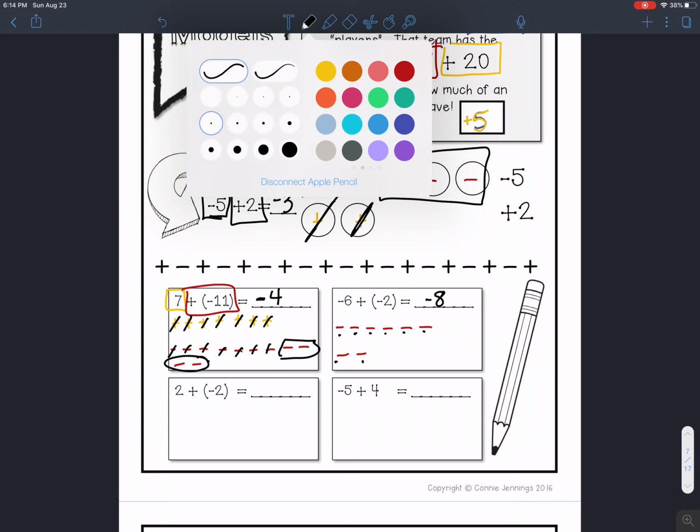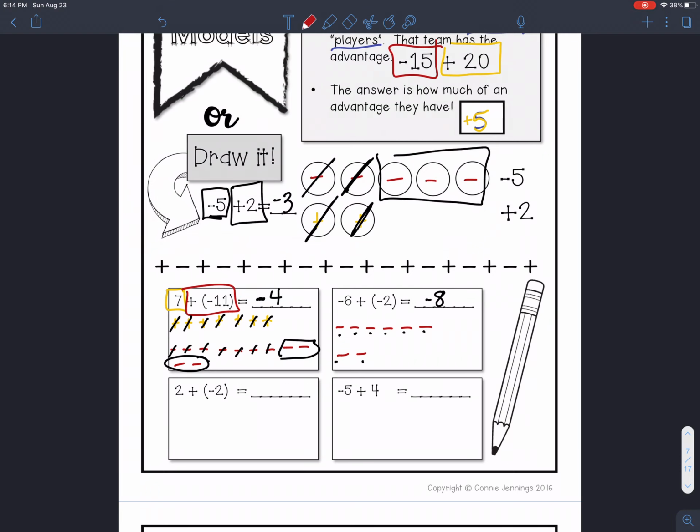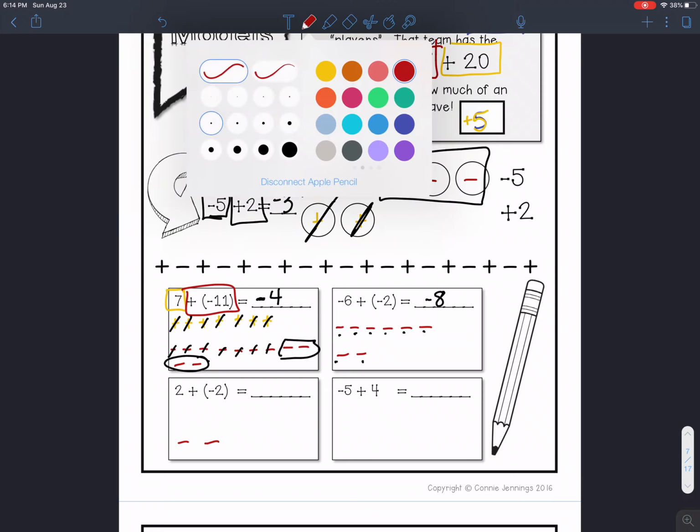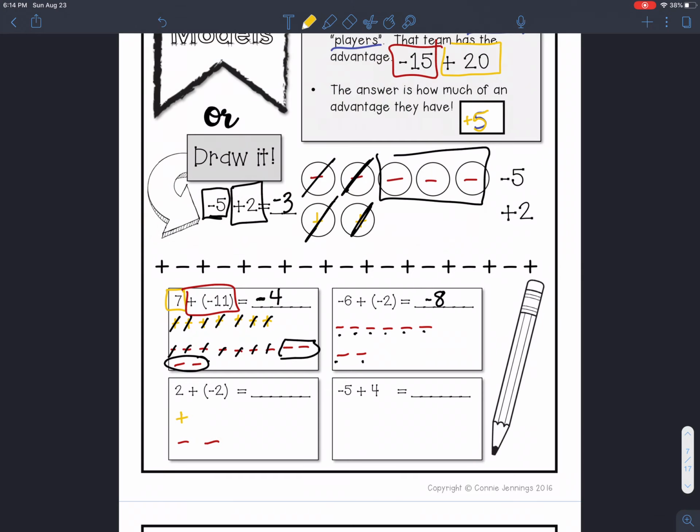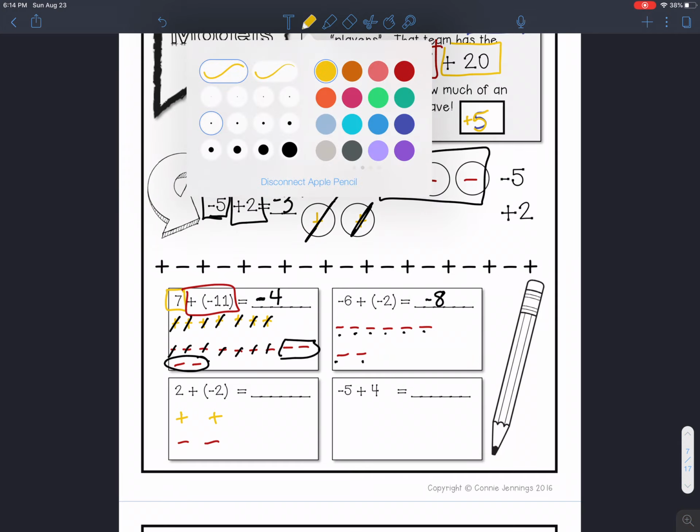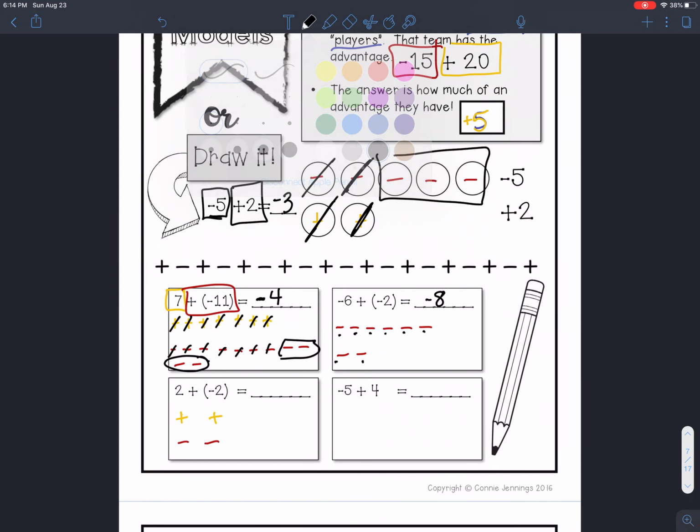For the third problem, we have 2 negatives. I kind of went out of order, didn't I? And 2 positives. We know that a positive and negative is going to cancel out. So positive and negative, and what we have left is nothing. So our answer is 0, and you might recognize that 2 and negative 2 are additive inverses, so their sum will always be 0.